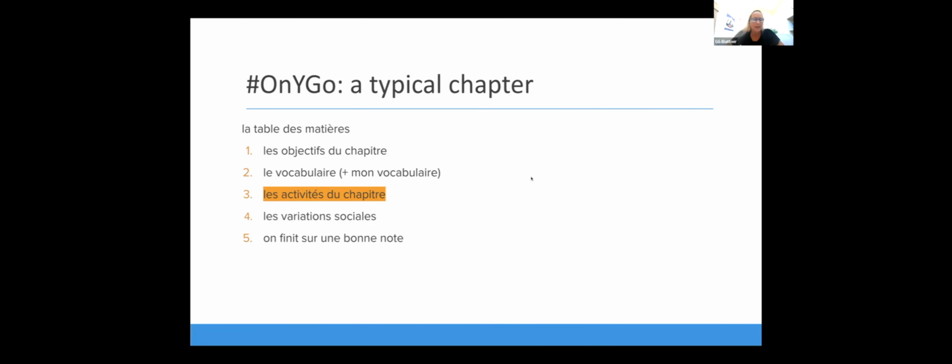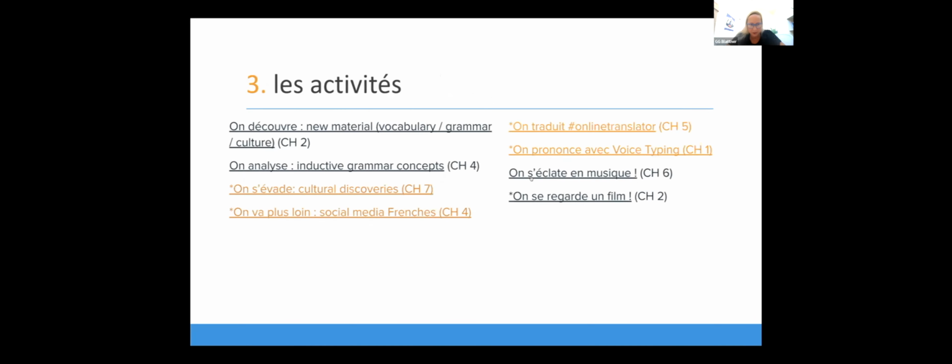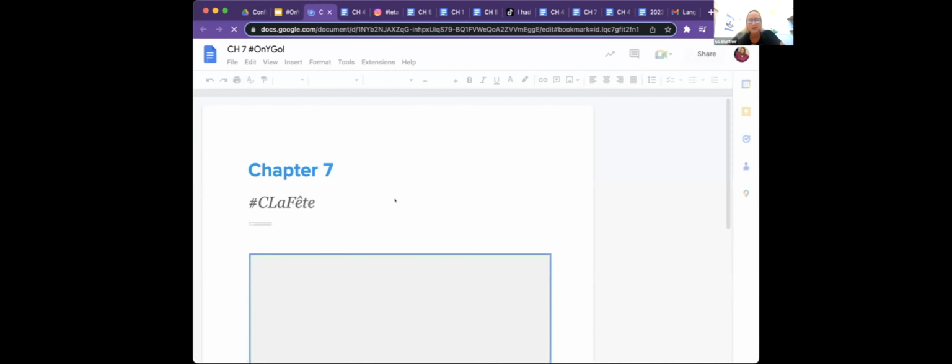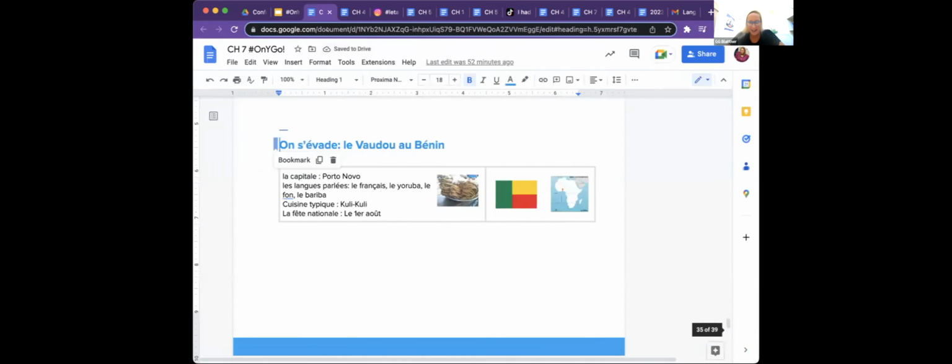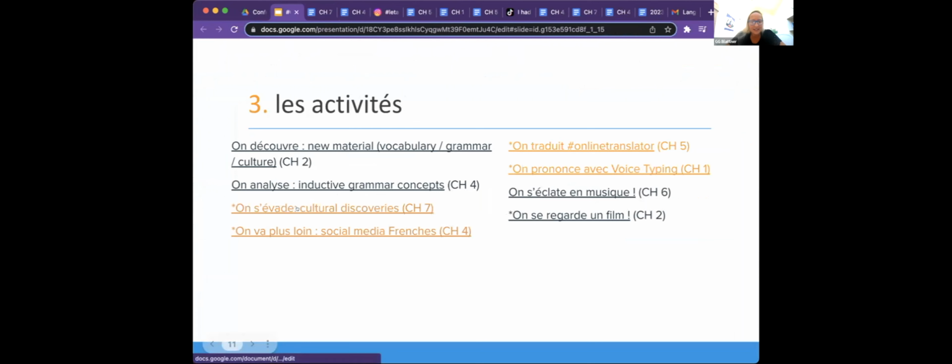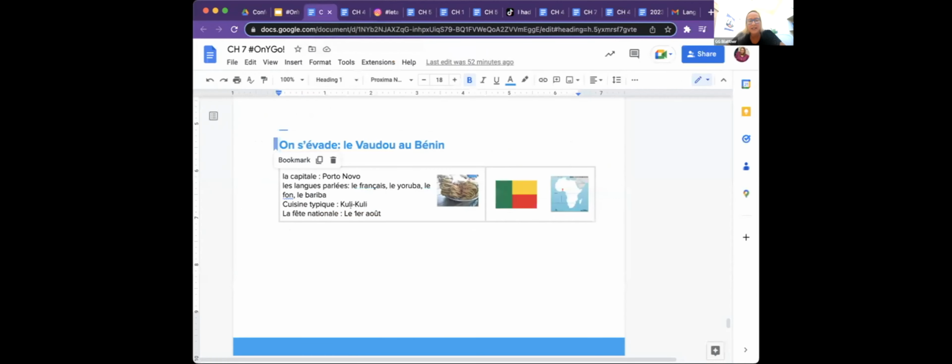All right, so now we're going to move on to the activities and sample activities of the chapter. The first one that I'm going to cover is entitled On s'évade. These sections are what we call cultural discoveries, and they focus on different countries based on different continents.